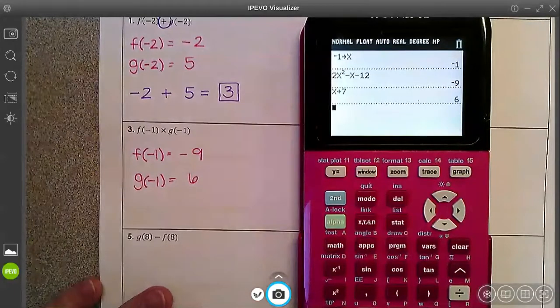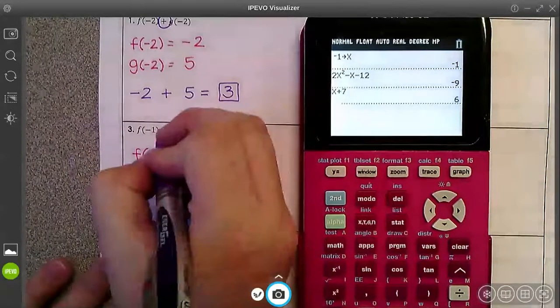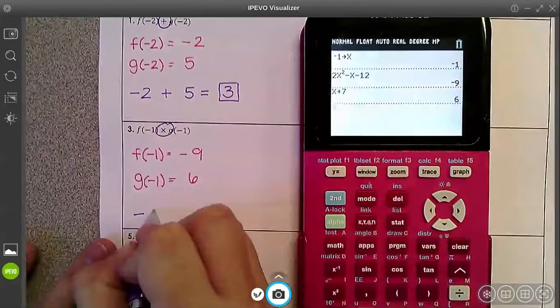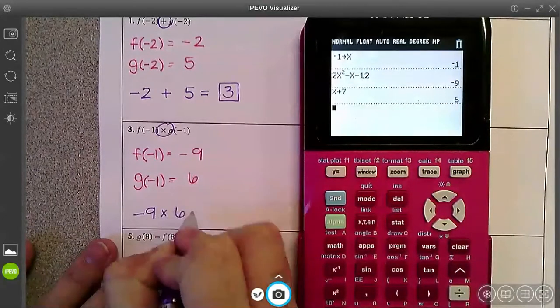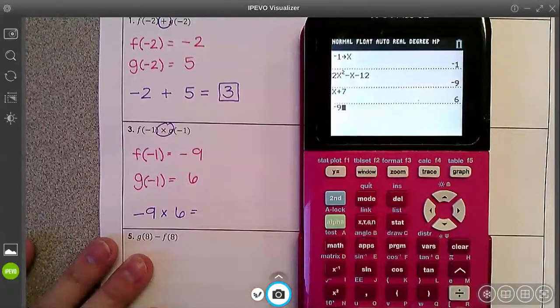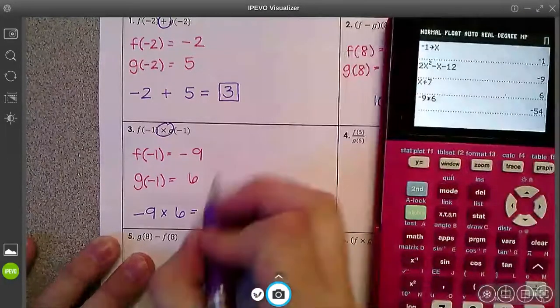And what am I doing with the two numbers? Multiply. Negative 9 times 6 is negative 54. Good.